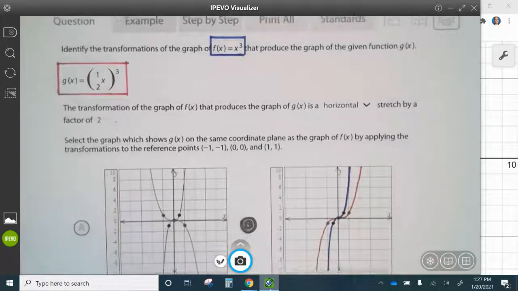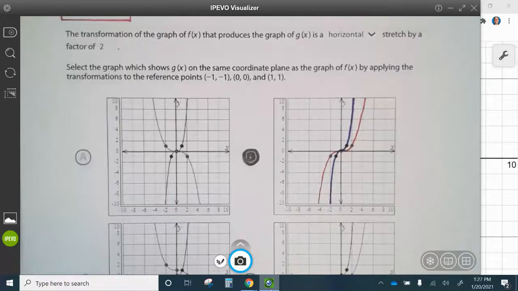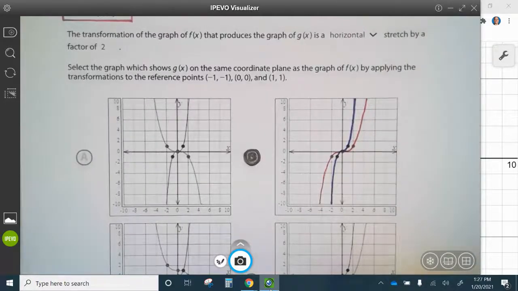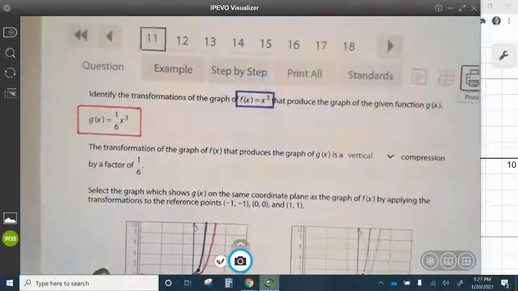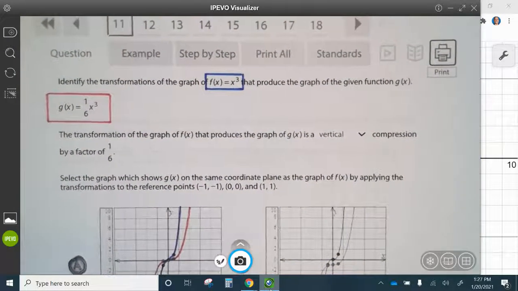Select the graph. We can see the graph is B. All right, let's take a look at question number 11. Identify the transformation of the graph of f of x equals x cubed that produces the graph of the given function. So let's first find the given function.